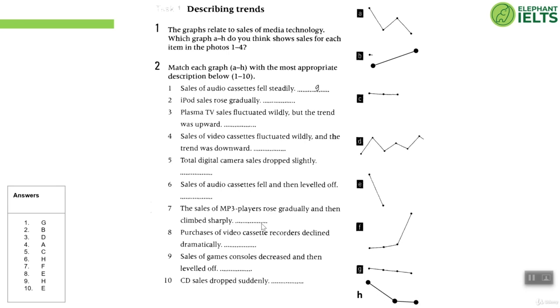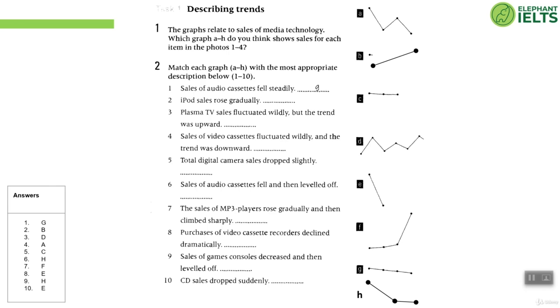Look at number 7. The sales of MP3 players rose gradually and then climbed sharply. So we're looking for a gradual fall and then a steep fall. So the answer is F. Gradual fall and then steep fall. Look at number 8. Purchases of video cassette recorders declined dramatically. So which one shows a dramatic fall? That would be E, wouldn't it?